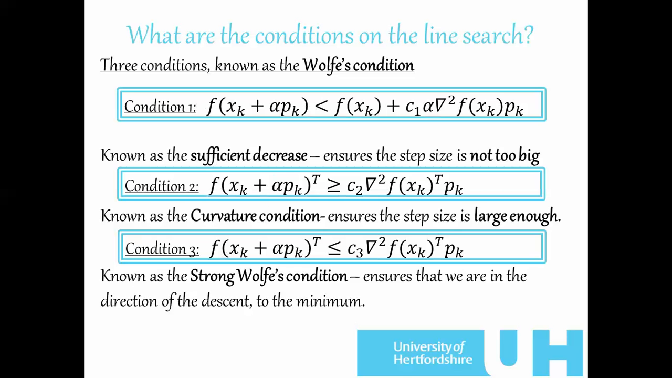There are three conditions on the line search to ensure that we are working towards a minimum. The first condition is called the sufficient decrease, and this is to ensure that the step size is not too big, so we're not shooting too far out. The second condition is known as the curvature condition, which ensures that the step size is large enough, so we are actually moving closer and closer. The third condition is known as the strong Wolfe conditions, and this is to ensure that we are actually moving in the direction of the minimum and not just standing somewhere, or moving away from the minimum. So we have to ensure that we are going towards the minimum.